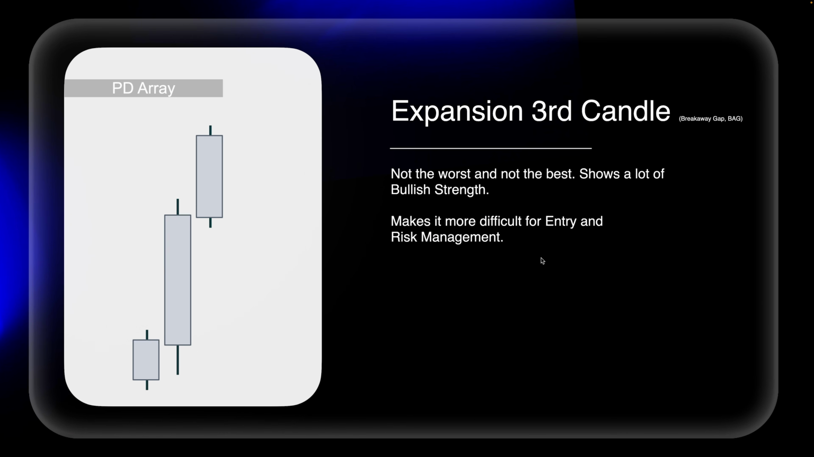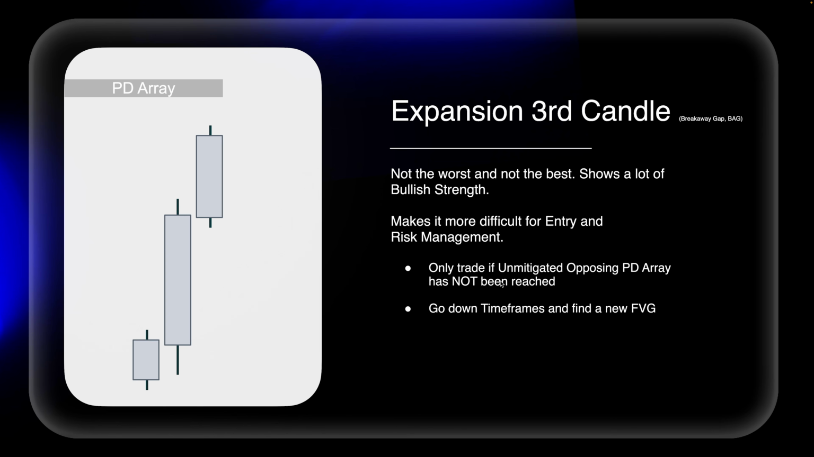Now, when we talk about this breakaway gap, we want to do the following. We want to make sure that we only trade it if the unmitigated opposing PD array has not been reached just yet. Why is that? Because then it still has room to continue higher.